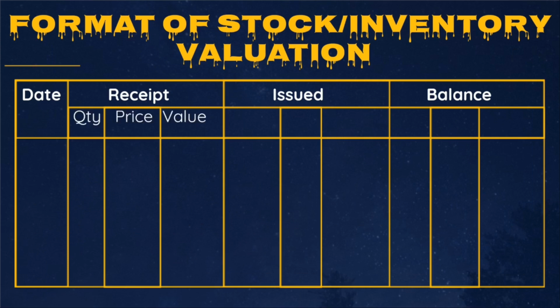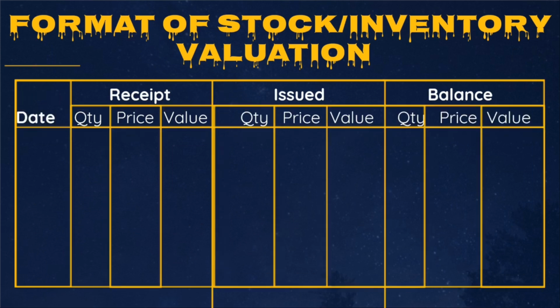For the receipt side, we have the quantity, that is how many inventories received, the price, that is the price per unit, and the value, that is the total amount of the inventory. At the issue side, the same thing happens. We have quantity, price, value, and we also have quantity, price, value for the balance. That is how many quantity remain in the store, at what price are those quantity, and what is the total value of those quantity.